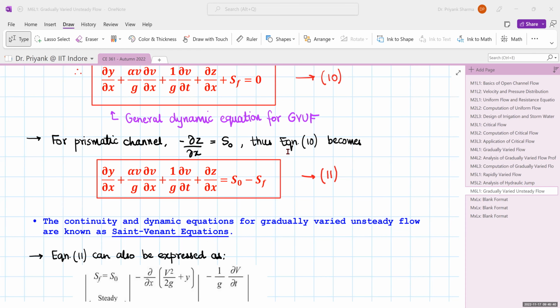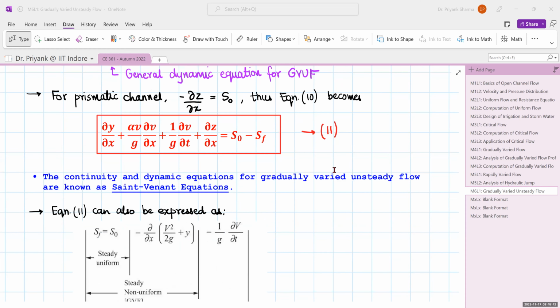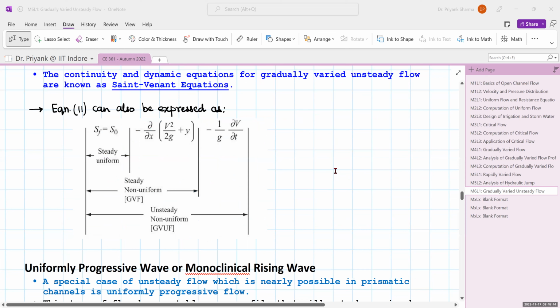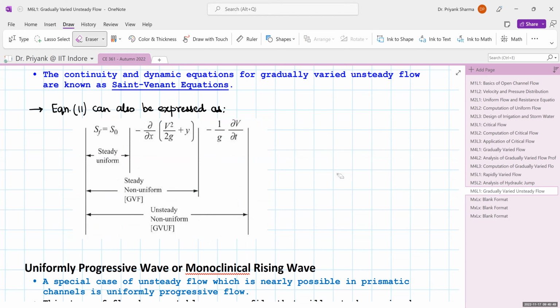If we dissect equation 11, it can be represented in a very nice form. I'm writing Sf is equal to S naught minus del by del x of v square by 2g plus y, minus 1 by g del v by del t. If I consider only two terms, where Sf is equal to S naught, that is an essential condition for uniform flow, and there is no time derivative. So it is a steady uniform flow.